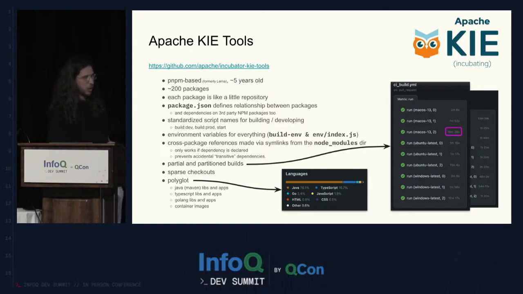Also, to make things more complicated, we have many languages in there. So we are a polyglot monorepo, and I left that out of the presentation on purpose because it gets complicated very quickly. So just to mention it here, we have Java, libs and apps building with Maven. We have TypeScript, same thing. We have Golang, and we have a lot of container images as well.